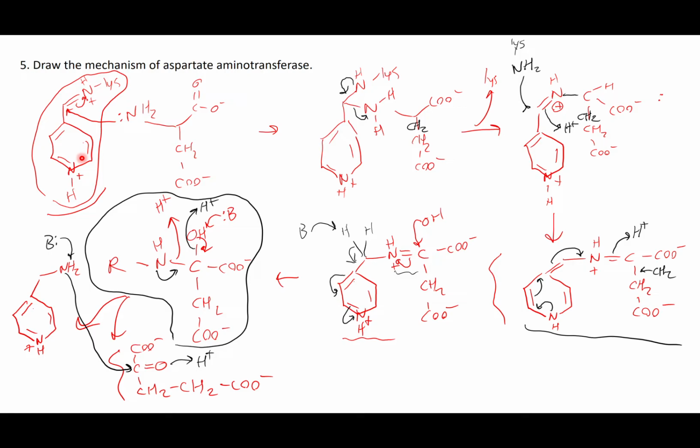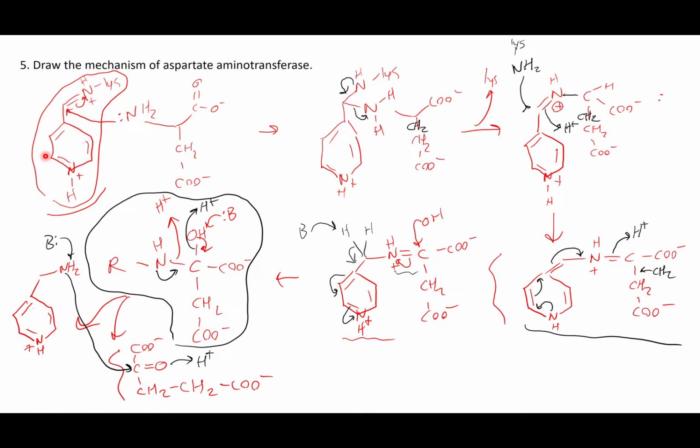Likewise, with the PLP cofactor, I don't want you to know all the different little functional groups hanging off of the aromatic ring, even though they're not that complex. I'm fine with you just knowing it as a pyridine ring here. So you do have to know there's an aromatic ring with a positively charged NH at the bottom, and you can draw it right away covalently attached to the lysine.